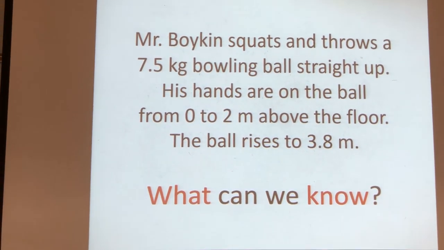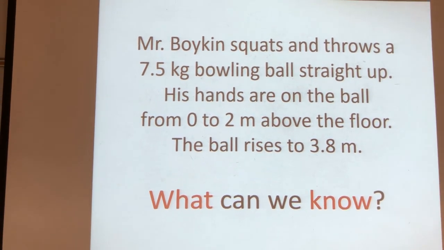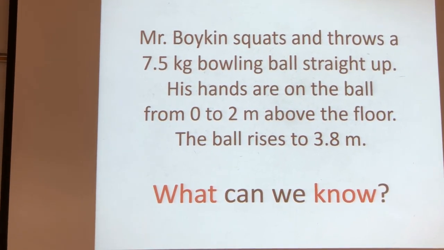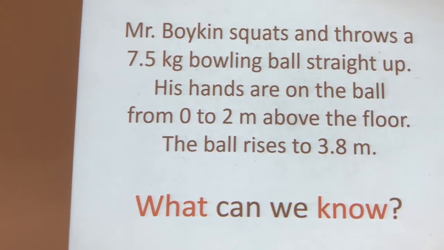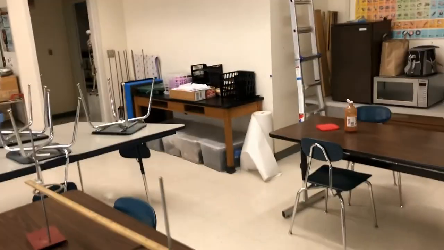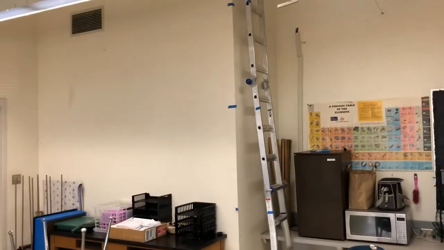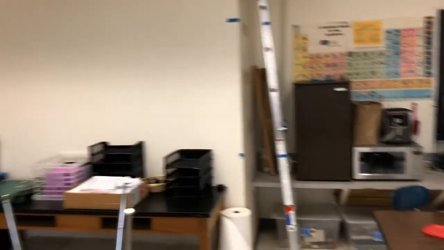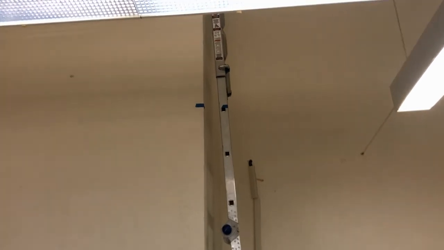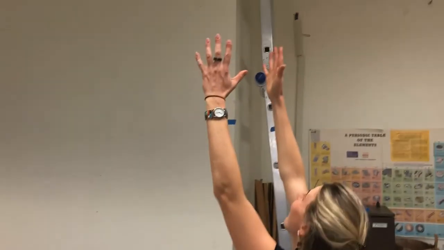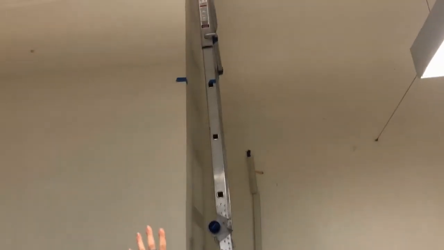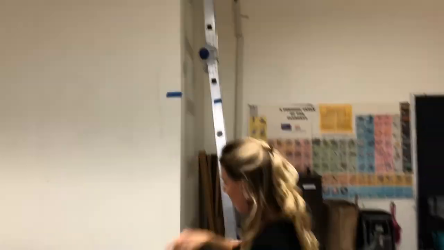Who's that guy? Mr. Boykin squats and throws a 7.5 kilogram bowling ball straight up. His hands are on the ball from 0 to 2 meters above the floor. The ball rises to 3.8 meters. This is something in his youth Mr. Boykin used to do. Just last year, right? We got tape on the wall, 1, 2, 3, 4 meters, and I picked the ball up off the floor, got it up to 2 meters, it left my hand, and then it went up to 3.8 meters. All the way up there.